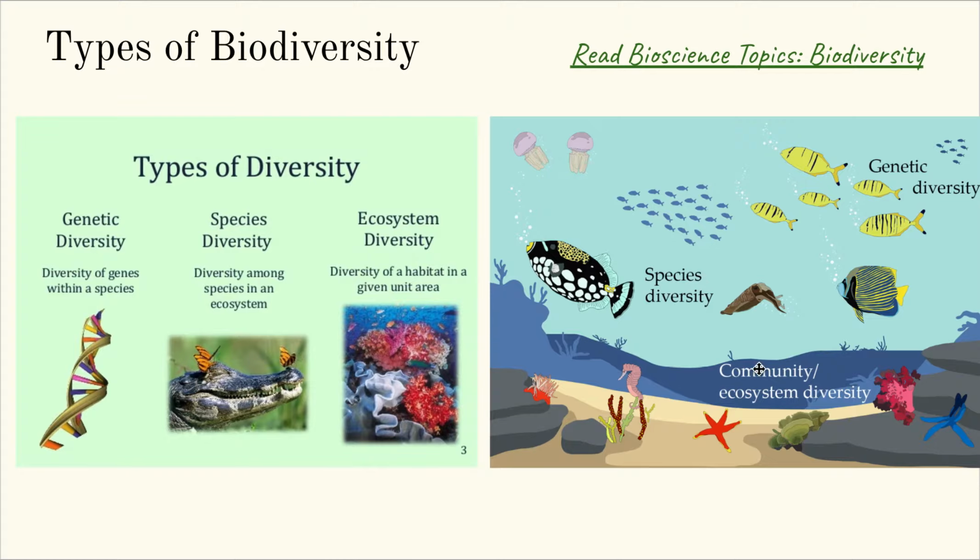Then here at the bottom it says community or ecosystem diversity. That just means there's different ecosystems and habitats, different habitats inside of an ecosystem. So we have the sand, we have the rock, we have the reef, etc.